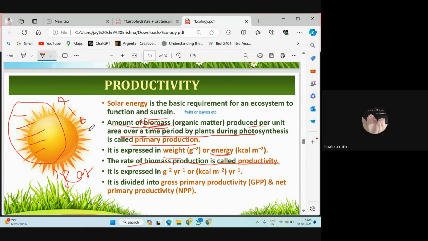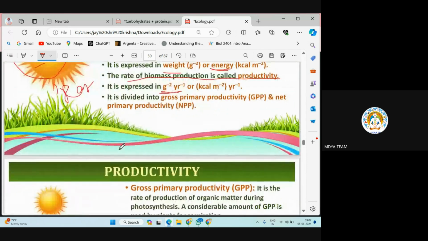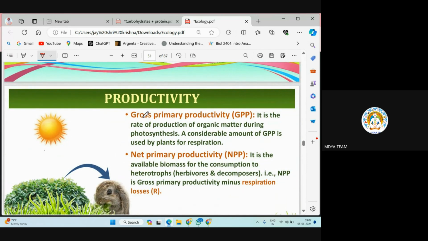Similarly, primary production is the amount of biomass produced by plants. And the amount of biomass produced per unit time in a given time will be known as productivity. So the unit will be gram per year, meaning in 1 year, how much primary production is there? Okay, so primary production is divided into gross primary productivity and net primary productivity.